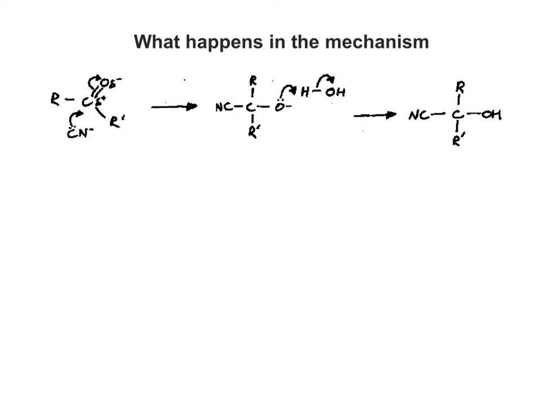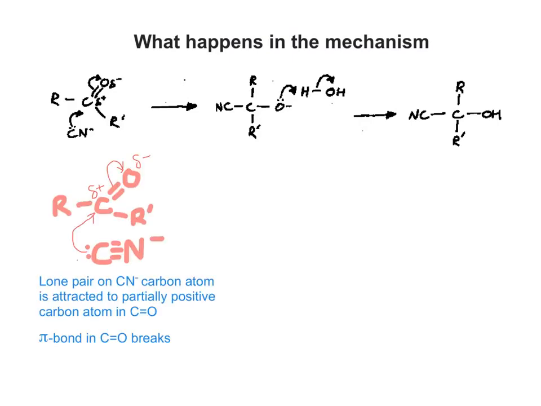Although this is a perfectly good image that I've got hold of on the internet, I'm going to do a slightly improved version that shows the C triple bond N a little bit more clearly. So the first two things that happen is the lone pair on the carbon atom in the cyanide ion is attracted to a partially positive carbon atom in C double bond O. The pi bond in C double bond O then breaks and the electrons move on to the oxygen. This makes the oxygen negatively charged.